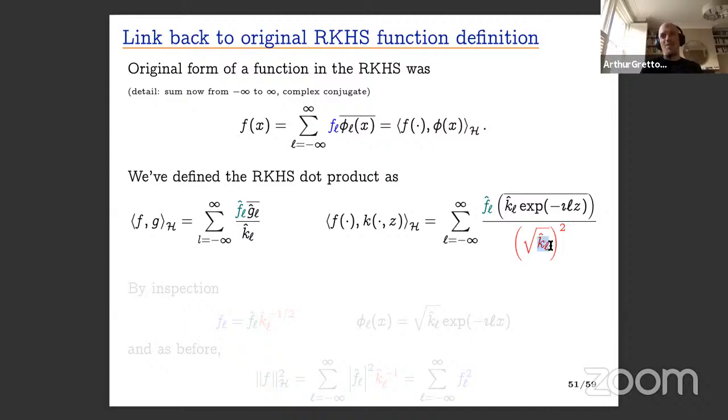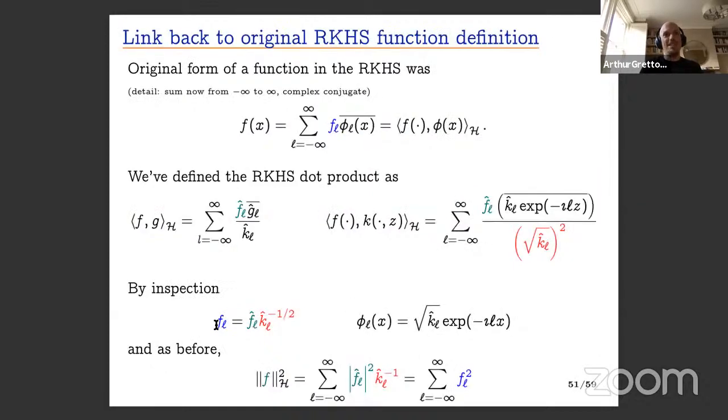Now I've done something a little bit unexpected here. Before you saw k hat L all on its own, but here I've written the square root of k hat L squared, which seems a little bit weird because the square root of k hat L squared is just k hat L. So why did I do that? I did that because I wanted to do pattern matching between this first line and this second line. And in particular, blue f L is the Fourier f hat L divided by the square root of k hat L, and my feature of x is the square root of k hat L times e to the minus i L x. So basically, this first line and this second line are related by this third line.